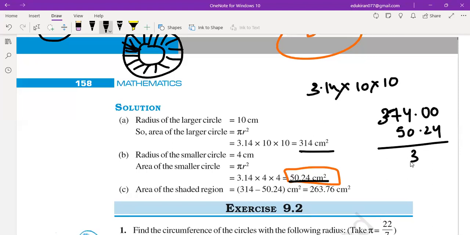Clear? So over here it will become 10. 10 minus 4 goes 6 left, and this will become 9. This will become 10 and this will become 9, and this will become 3. Right? So 9 minus 2 is 7. So this is your 263.76 centimeters square. Yes, everybody?